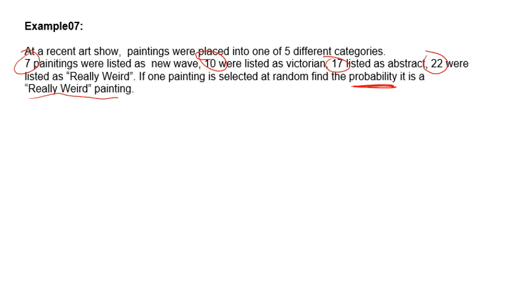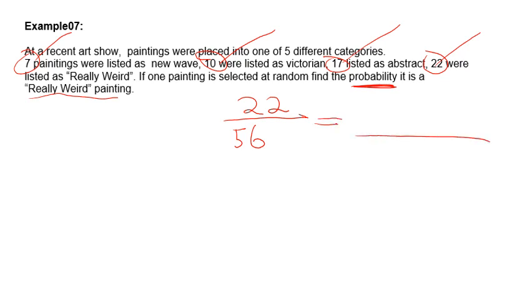Can you tell me how many ways you can pick a really weird painting? There are 22 of them. Can you tell me how many ways I can pick any painting? Well, 7, 17, 34, 56. There are 56 ways to pick anything. So 22 over 56, and then you would write that in a decimal form, most likely 2 places. All right? So again, probability where we know exactly how many items are in the population and we can count our way through the problem.